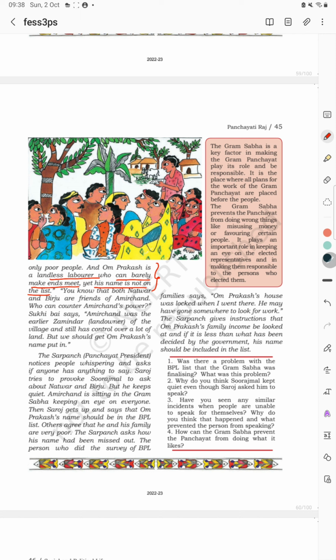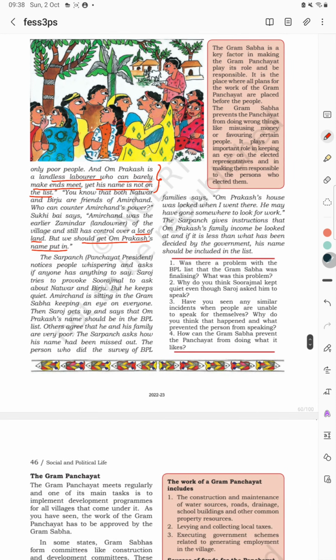Who can counter Amir Chand's power? Sukhi Bhai says Amir Chand was the earlier Zamindar, land owner of the village, and still has control over a lot of land. But we should get Om Prakash's name put in.